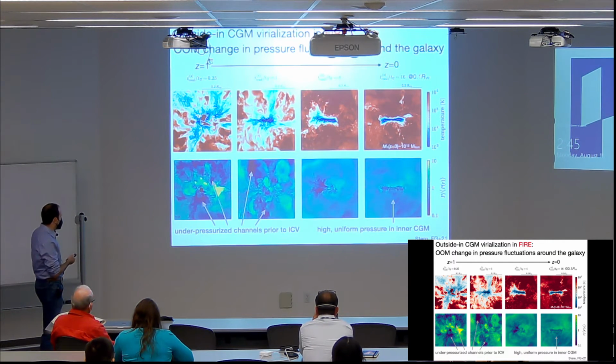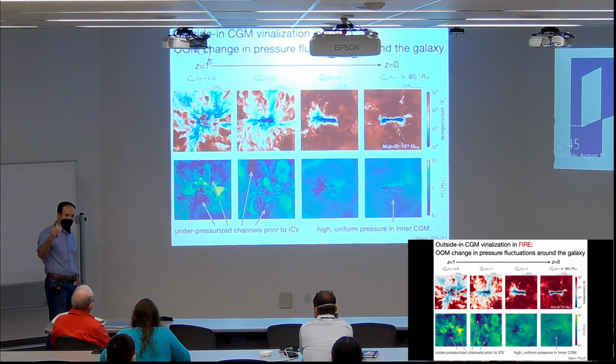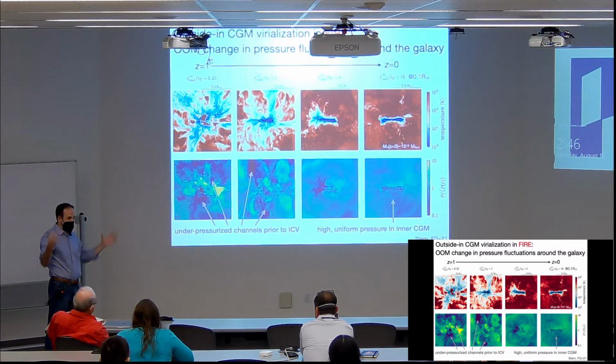What you can see is that at these early times, prior to ICV, you have order of magnitude pressure fluctuations from place to place. We think these pressure fluctuations are important because they include paths of least resistance in the CGM, into which, when you have bursts of supernova feedback, the gas from the central galaxy can easily be ejected out to large radii in CGM-scale galactic winds that repeatedly disperse the galaxy that's trying to form at the center.